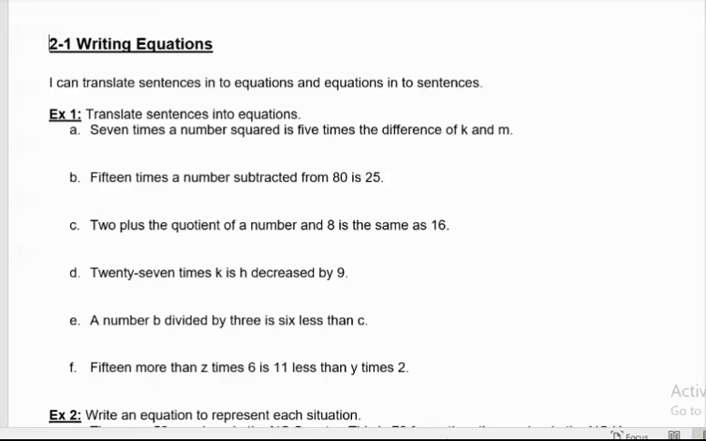Hey guys, in this lesson we will cover lesson 2.1, writing equations. Now this is very similar to what we've already covered in 1.1, which was translating expressions. So we're taking what we learned from there and we're just writing equations now. So equations means equal sign.